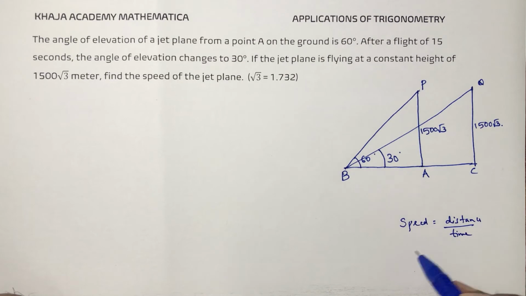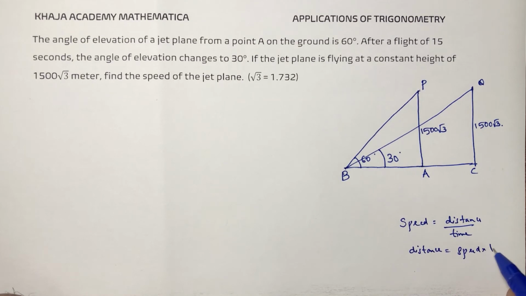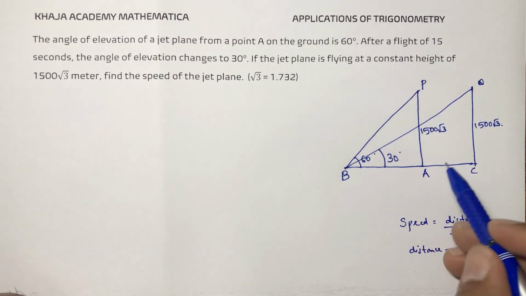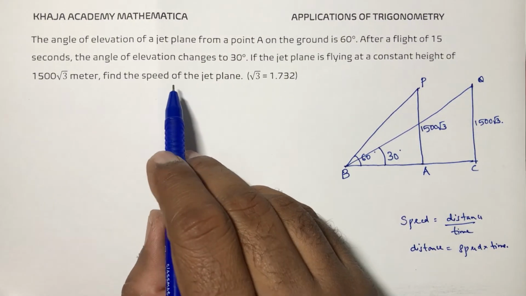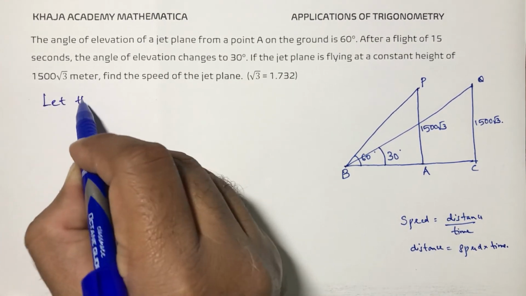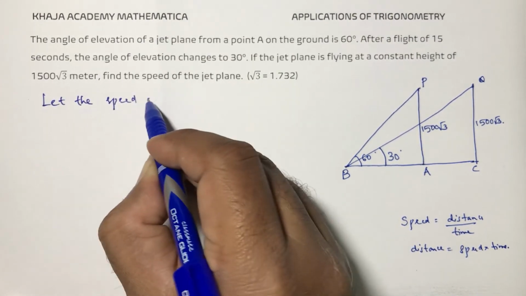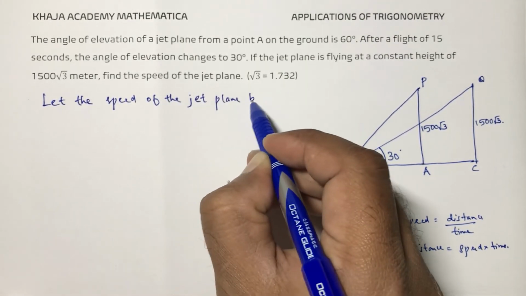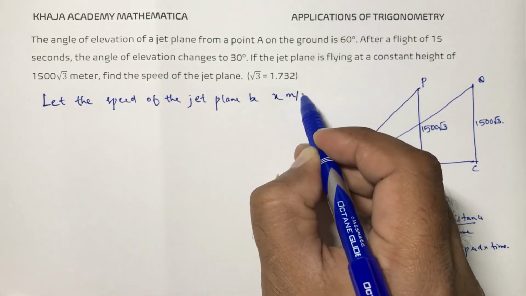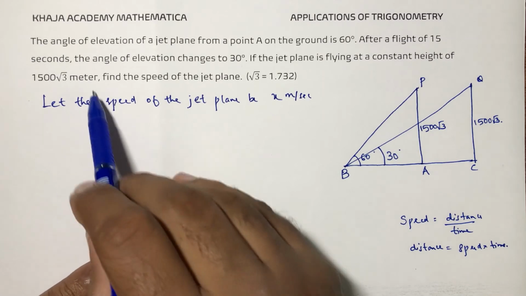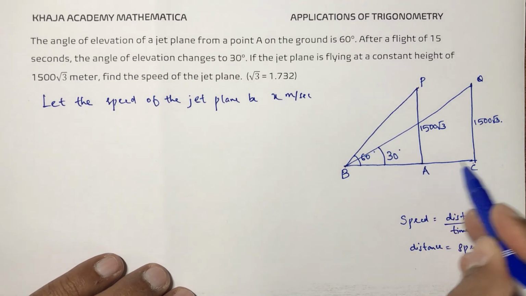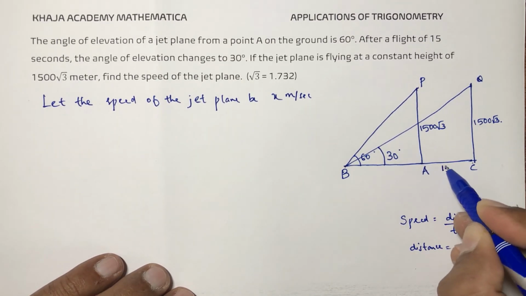So from here, distance equals speed into time. Here AC is a distance. To move from P to Q, it took 15 seconds, and we need to find the speed of the jet plane. So let the speed of the jet plane be x meters per second, because height is in meters and time is in seconds, so I'm taking meters per second.